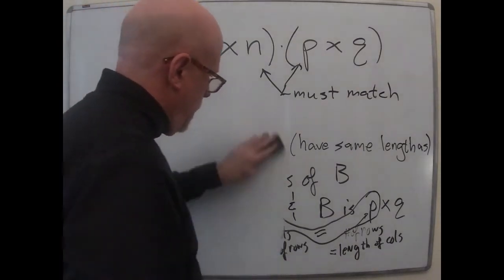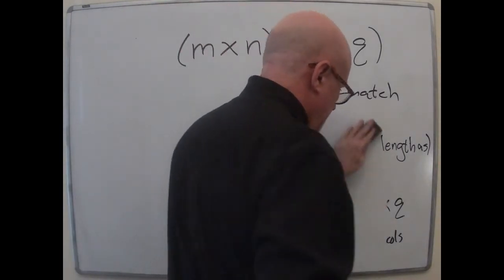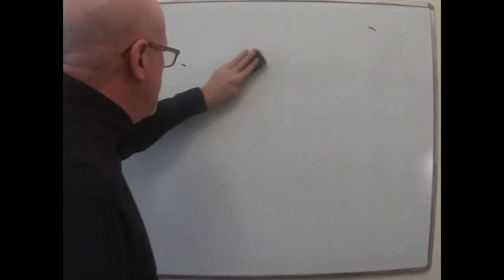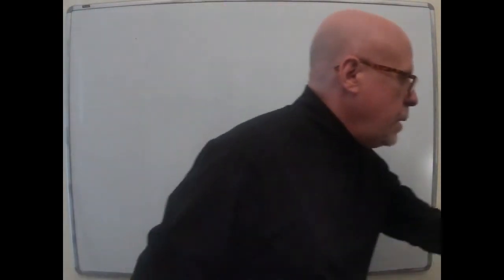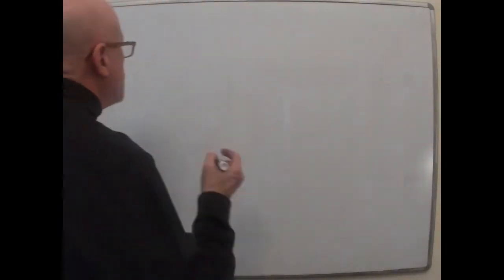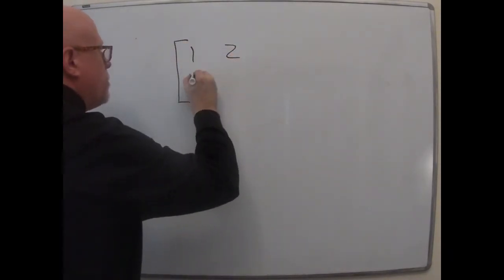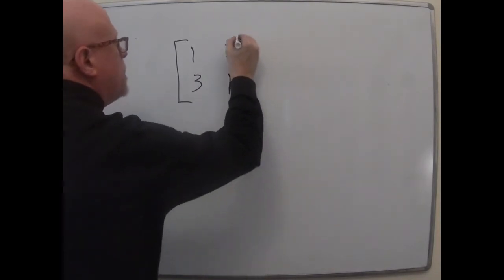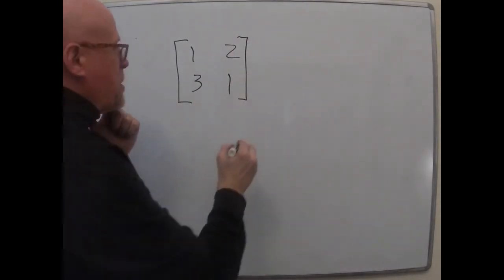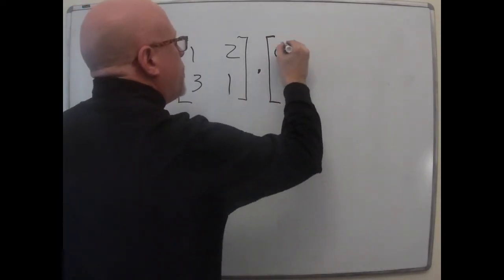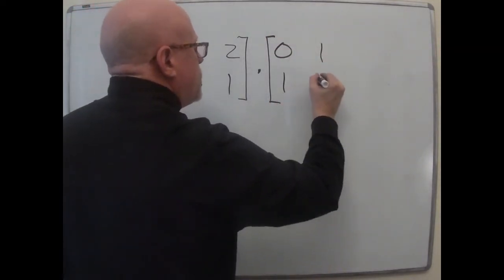Okay, so let's do an example. I think a 2 by 2 is probably the best place to start. So I'm just going to write down two matrices: 1, 2, 3, 1. Just keep the numbers small, because you don't want to play this game with too big of stuff at first. How about 0, 1, 1, 2.